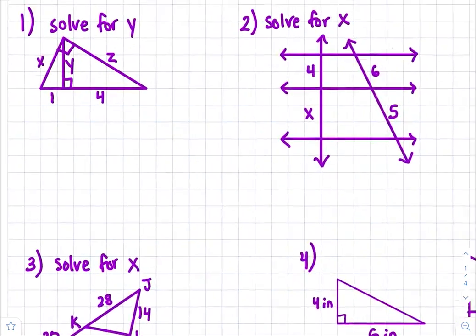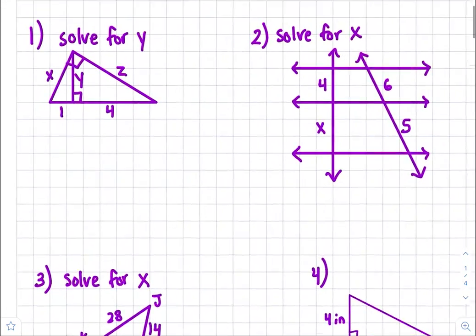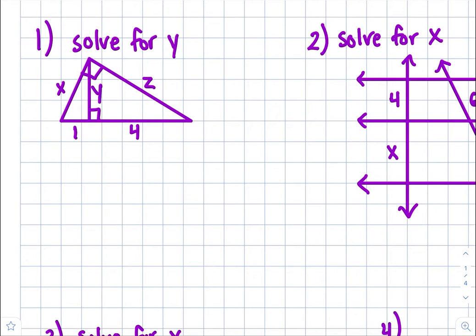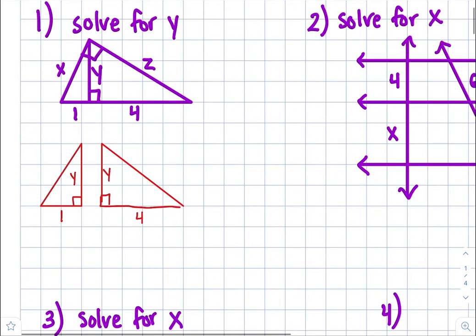Alright, so for number one, this is similar triangles. What you're supposed to do is to draw two triangles that you're comparing, and you're going to be comparing the two smaller triangles. So this is y, right? And this is 1, and this is 4. So you make a proportion with this. So this is the short leg, long, and this is the short leg of this triangle and the long leg.